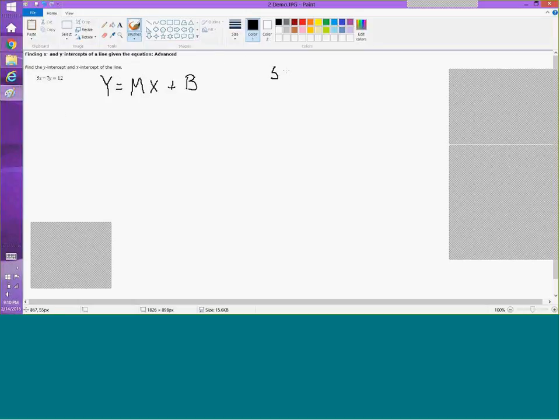I just want to isolate this y term, so I'm going to move the 5x to the other side by subtracting it from both sides. That cancels this out and leaves me at negative 7y on this side. I'm going to keep this x term first so that it looks like mx plus b: negative 5x.